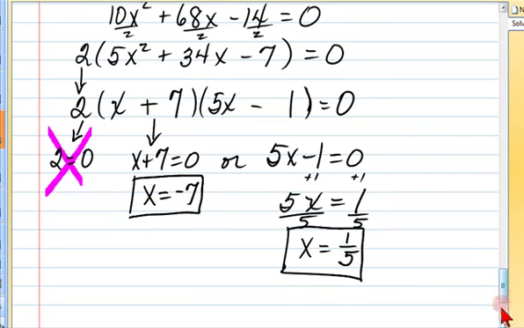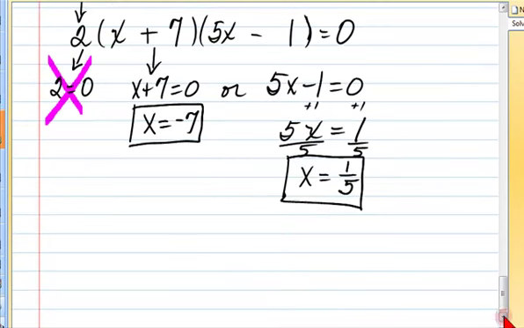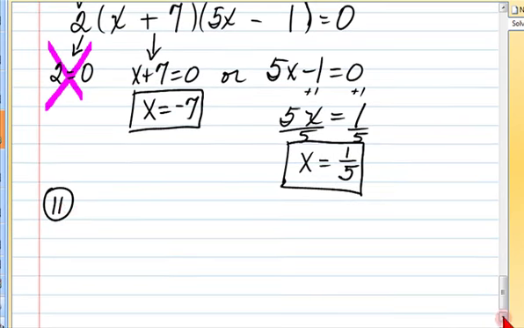All right. We okay to move on? A few more. I know. How many problems is she going to do? I don't know. A lot. Number 11.